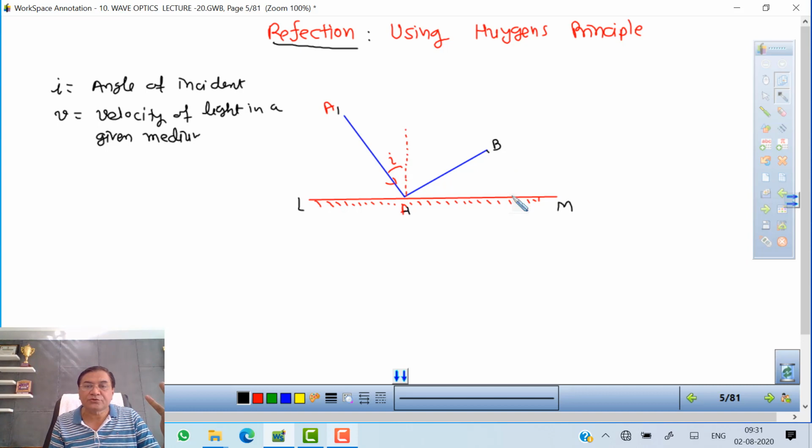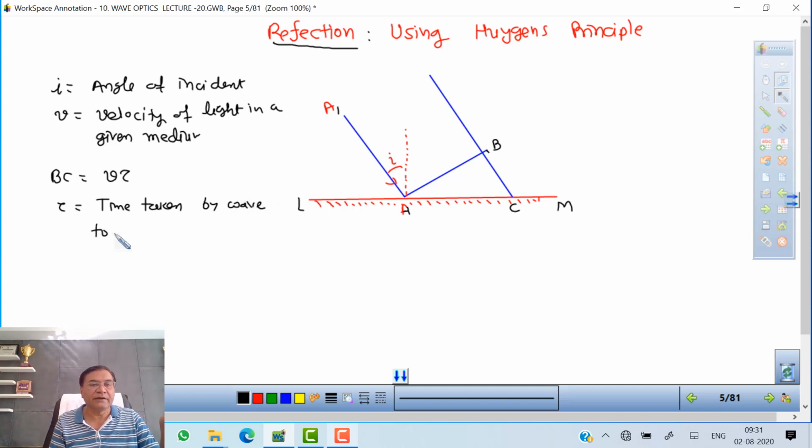So from B this wave will come over here. So BC. So we can say that BC is equal to velocity into time. What is tau? Tau is the time taken by the wave to travel the distance BC. It is the time taken to travel BC. So V tau is BC.